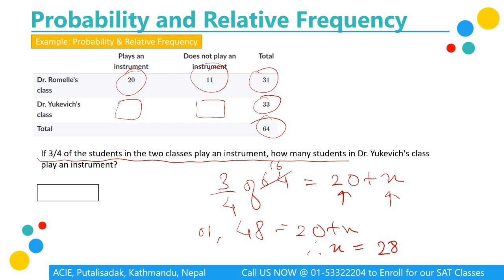So how many students in Dr. Yukovich's class play an instrument? The answer is going to be 28. So in this way, we can even use the frequency table itself to find out the missing values in our question.